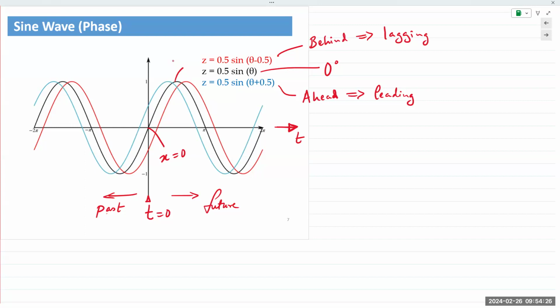Okay. For an inductor, the voltage leads. For a capacitor, the current leads. So there's a phase difference of 90 degrees for them. And so understanding phase is very, well, I would say it is important.